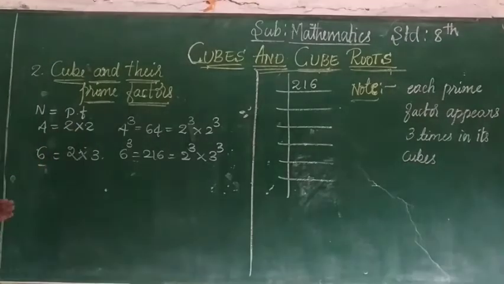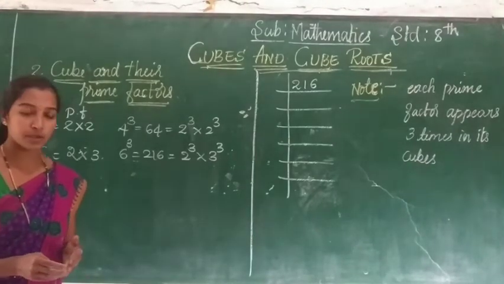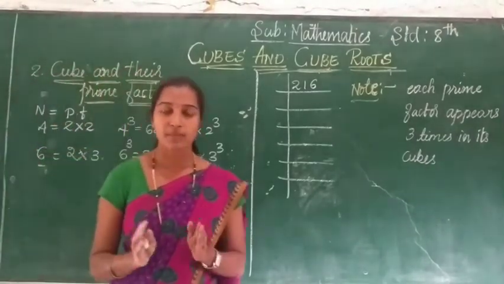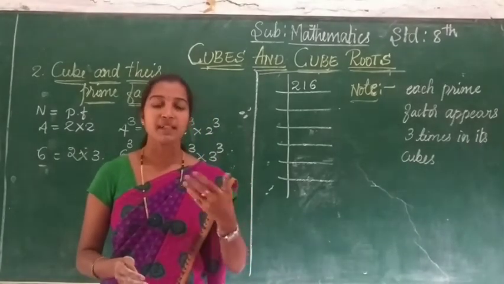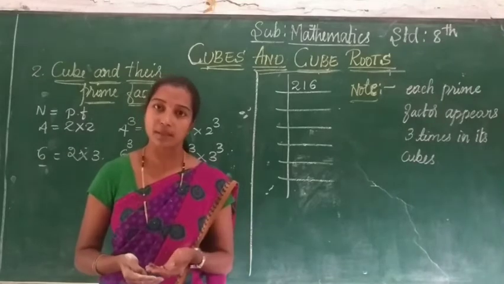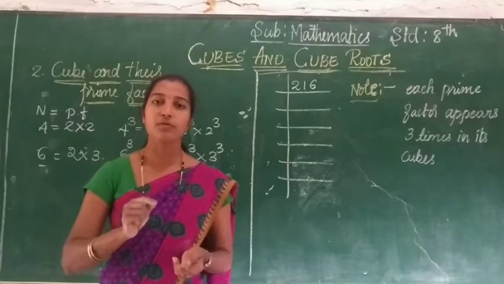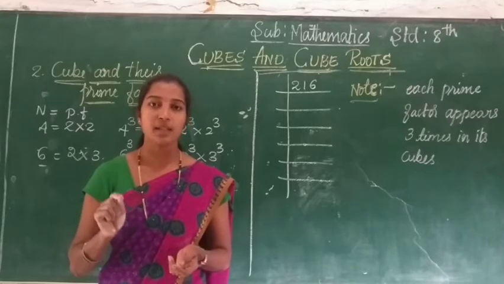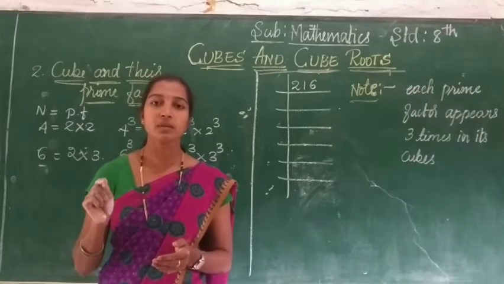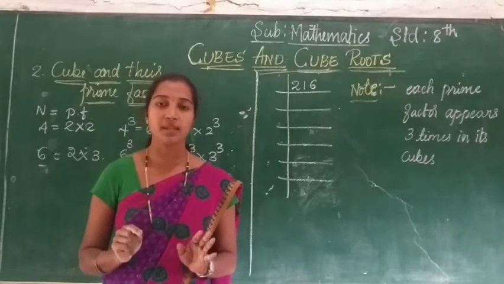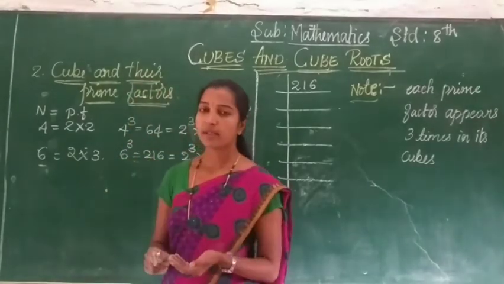Children, you already heard the word factors and the process of factorization. Factorization is a process of writing the given number as a multiplication of two or more numbers. Here 4 is the number that is written as 2 into 2. Simply we write like that.